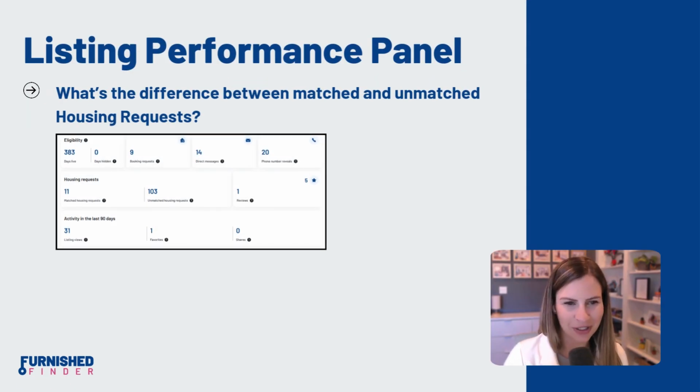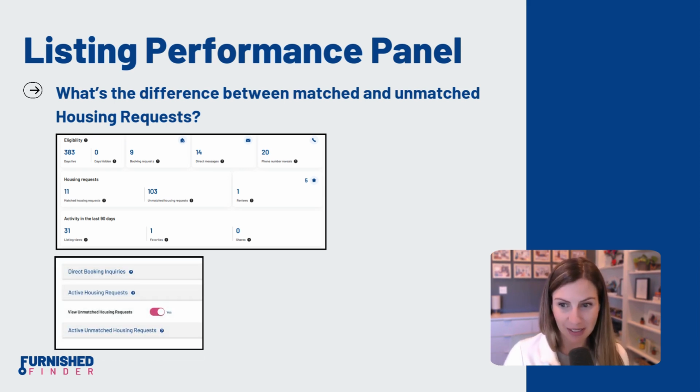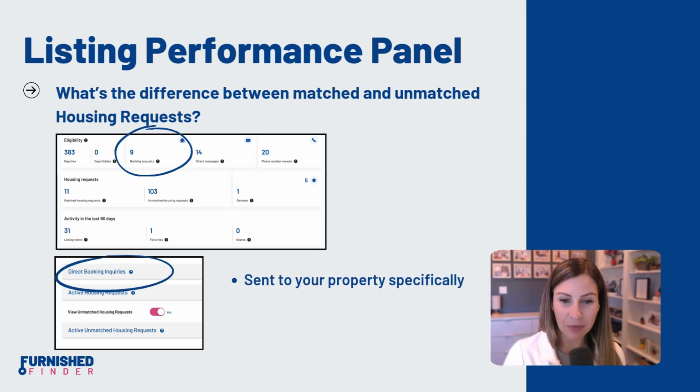All right, one final question. What's the difference between matched and unmatched housing requests? There's 3 different types of leads that you'll see within your dashboard and on your listing performance panel. First, direct booking request. This traveler specifically reached out to your property. This is the highest interest lead, and it's really important to follow up quickly and thoroughly.